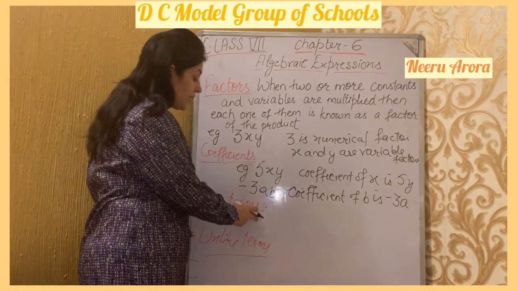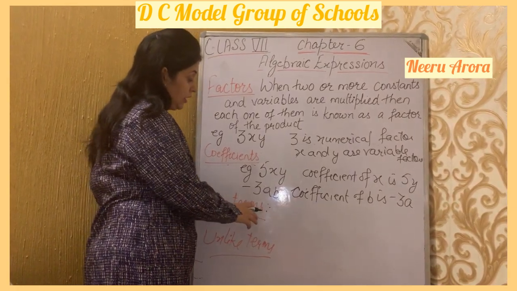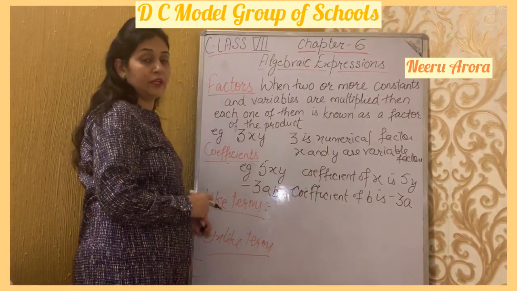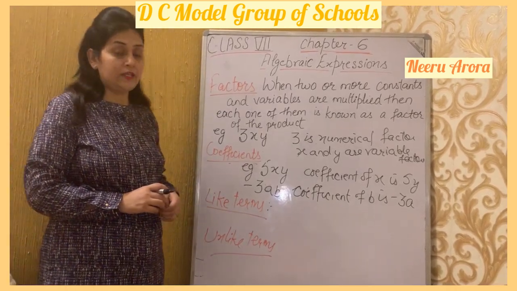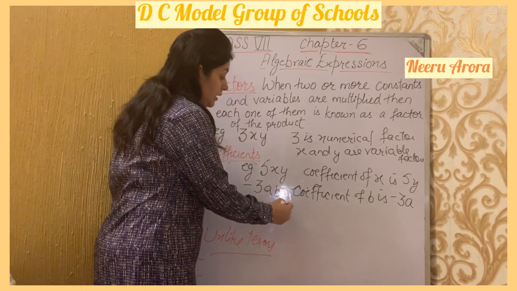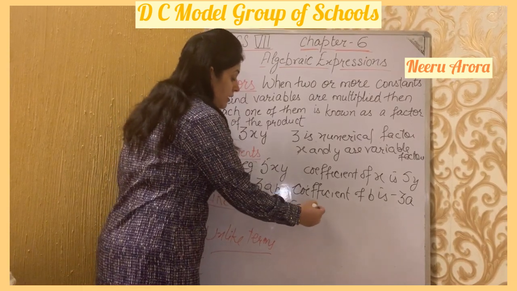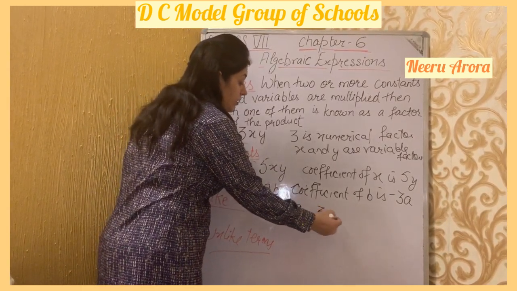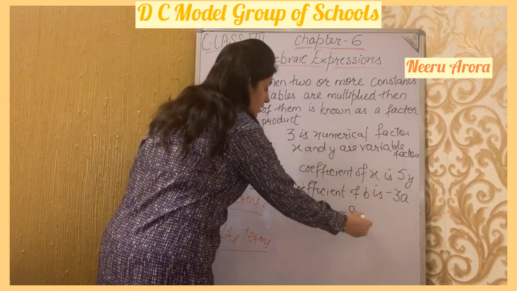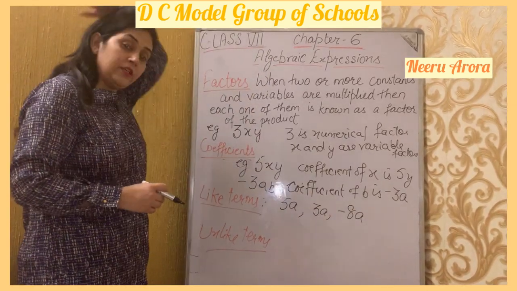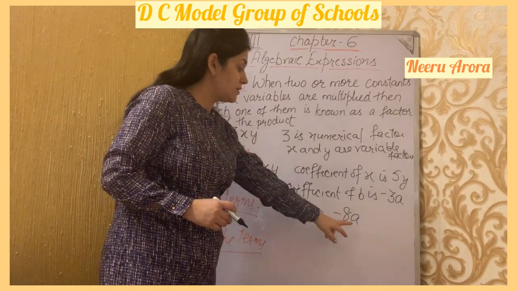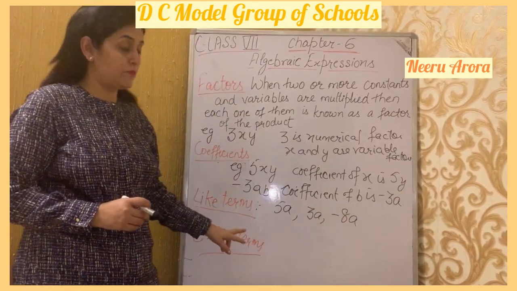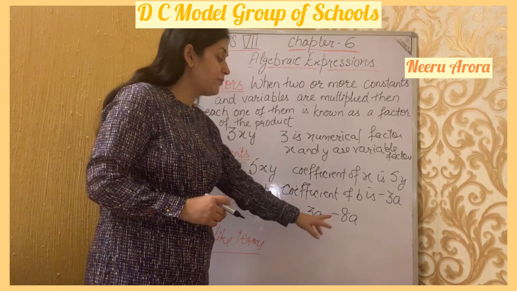So like terms. When terms in an algebraic expression have the same literal or variable factor, they are known as like terms. Let's take an example. 5a, 3a, minus 8a. So all these are like terms. Why? Here the variable factor is same in all these three terms. So these are like terms.